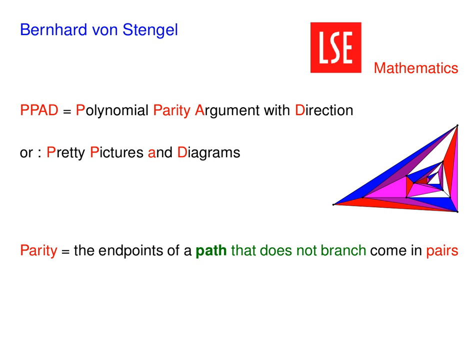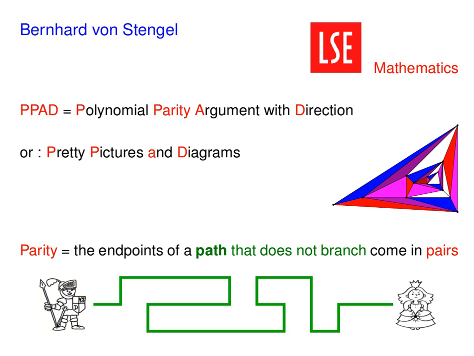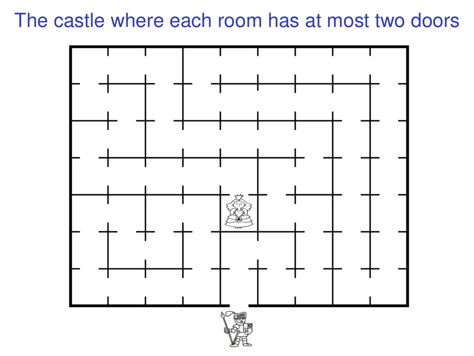Parity means that the endpoints of a path that does not branch come in pairs. If you're a knight in search of a princess and there's only one way to follow, no matter how long, then you will find her. The path is a sequence of computation steps, and here is how it is typically defined.